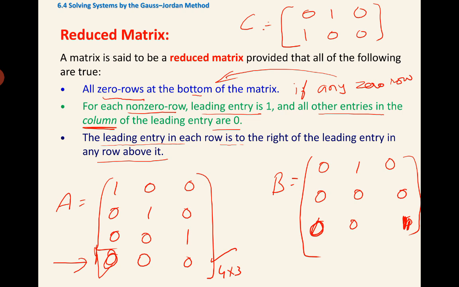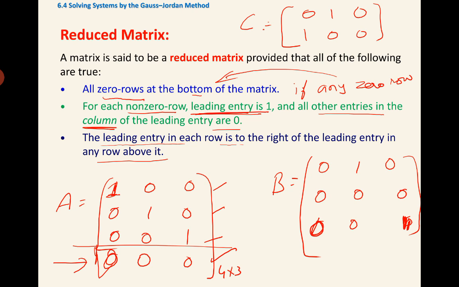And leading entry is the first non-zero element. These three are non-zero rows, isn't it? First three are non-zero rows. The first non-zero element in the row is its leading entry. So this leading element is 1. Okay, leading entry is 1.